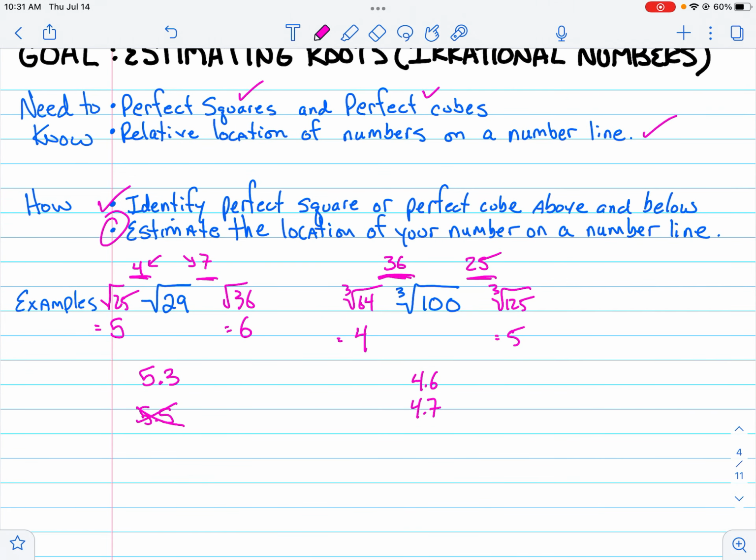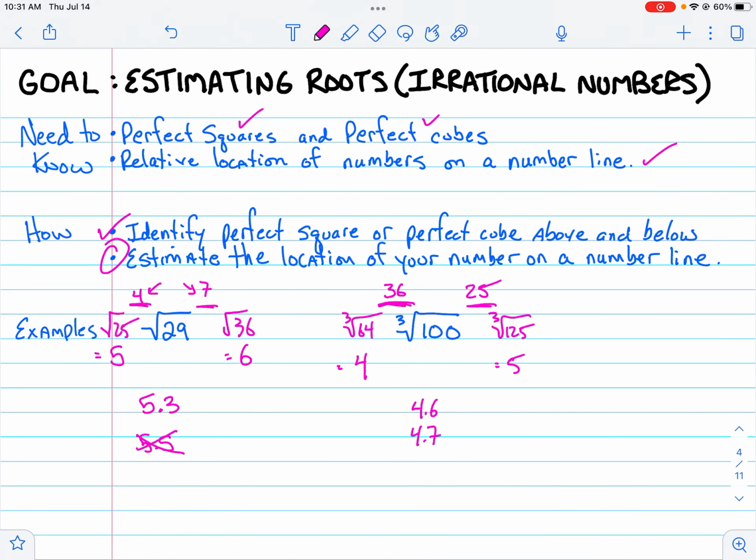And since the goal here is estimating roots, not calculating roots, I'm going to say that we've successfully estimated the value of those two numbers.